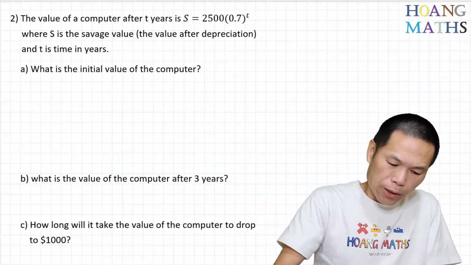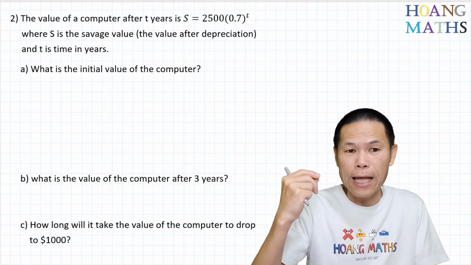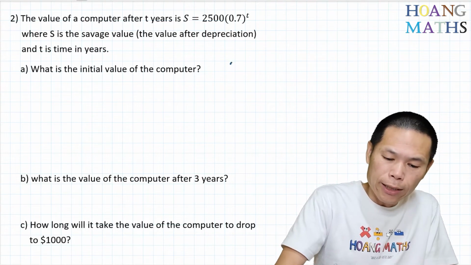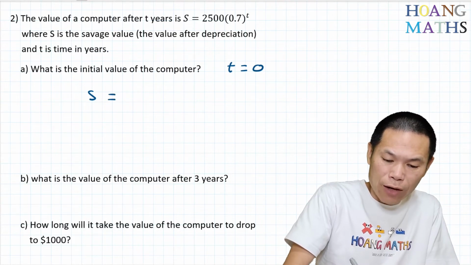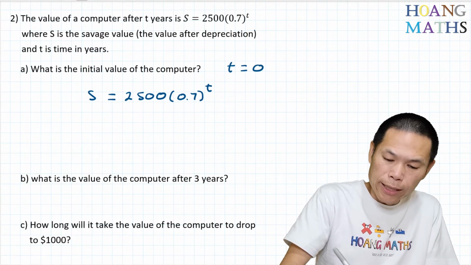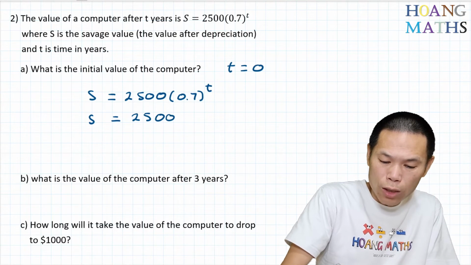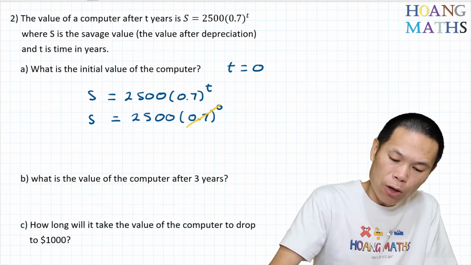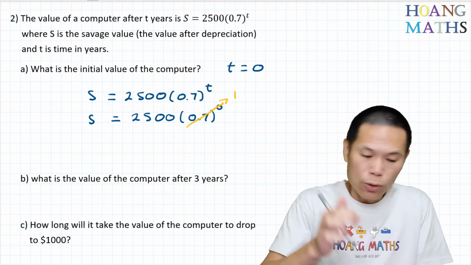So first one. What is the initial value of the computer? So initial means when t starts at 0, okay? So t is equal to 0. So let me just write down the function first. S, the salvage value, equals 2,500 times 0.7 to the power of t. So when t is equal to 0, S is equal to 2,500 times 0.7 to the power of 0. And we know that any number to the power of 0 gives 1. Otherwise, you can just put that on a calculator and you should get 2,500.